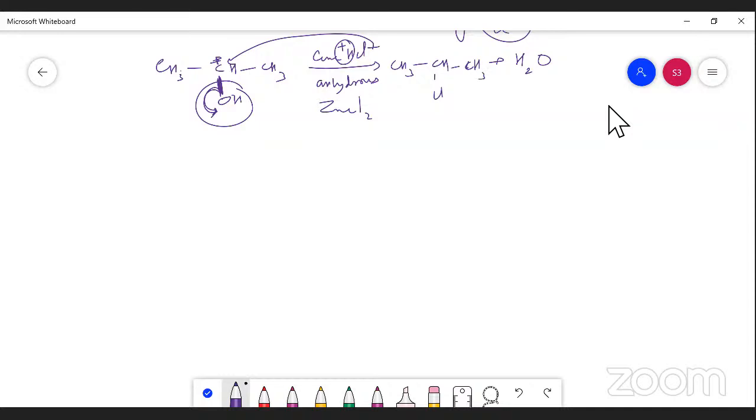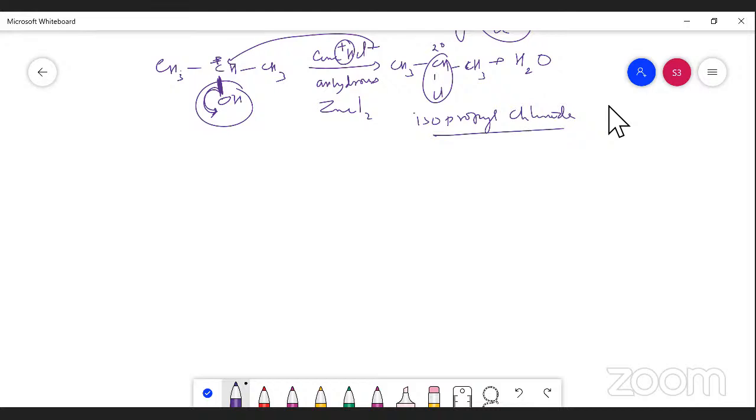Now what happened here? This is a secondary group, so it is a secondary alkyl halide. It is nothing but isopropyl chloride, you know. So write isopropyl chloride. This compound is isopropyl chloride.